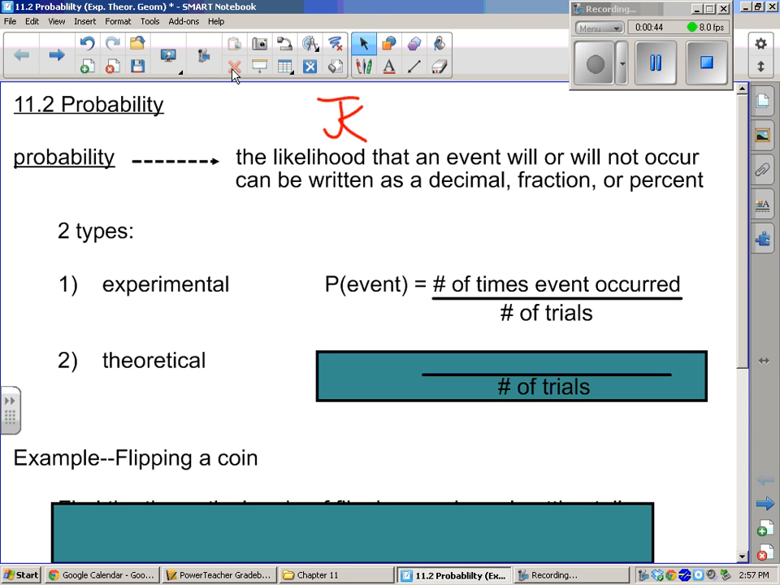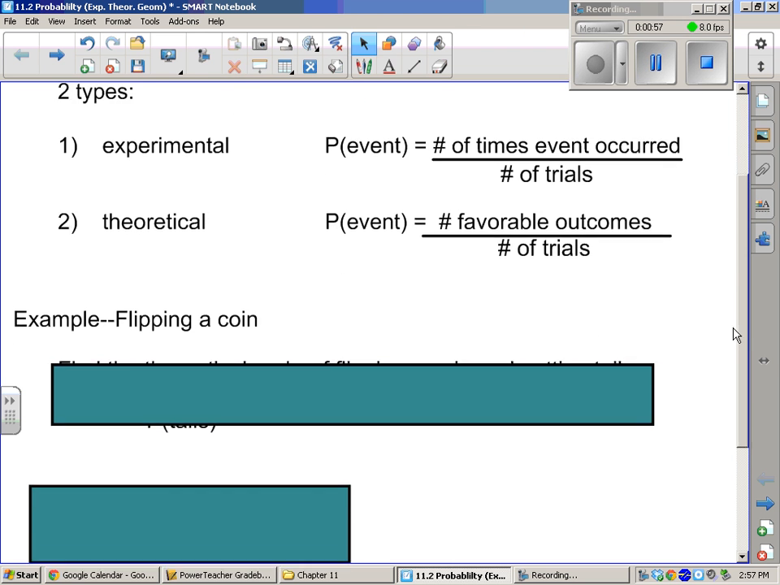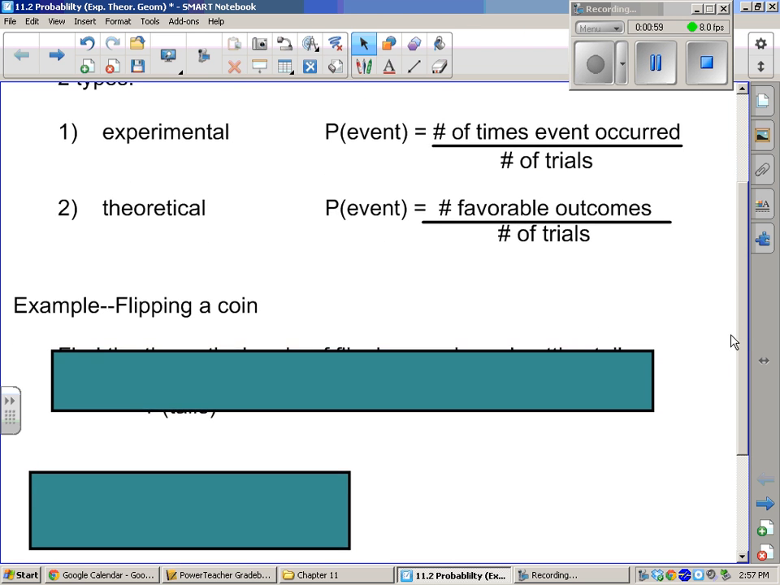Could you use somebody else's experiment too? Oh, yeah, sure. We don't have to run them all. We can read about experiments. And then theoretical means in theory, this is what should happen. So it's favorable over the number of trials. So favorable over total. All right, let's try it.